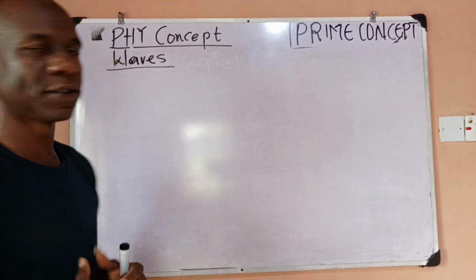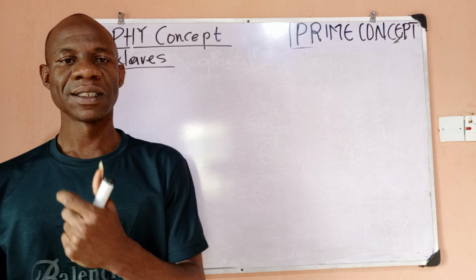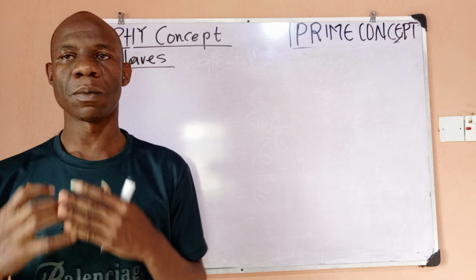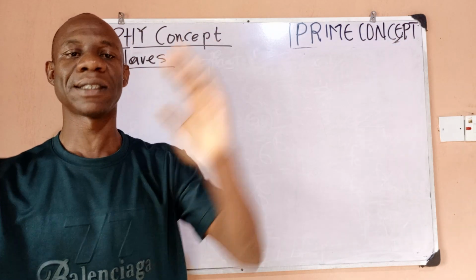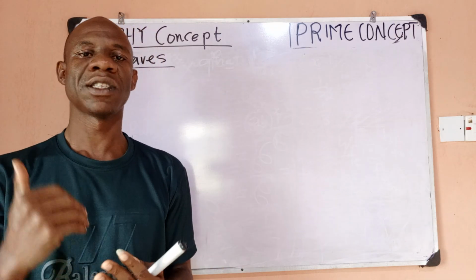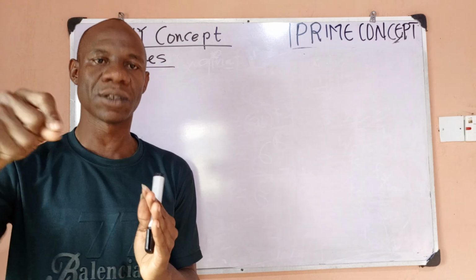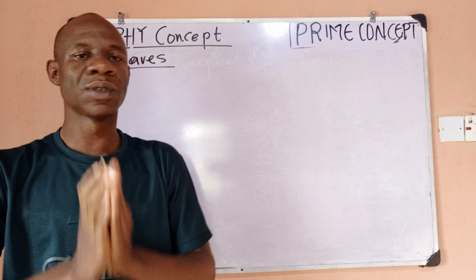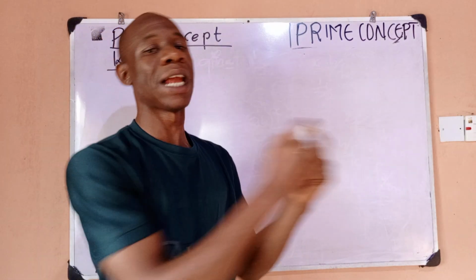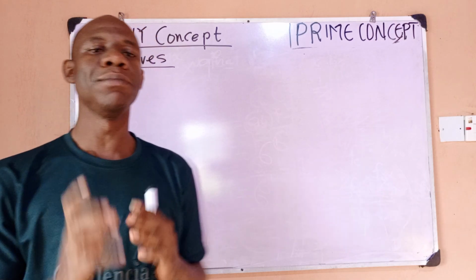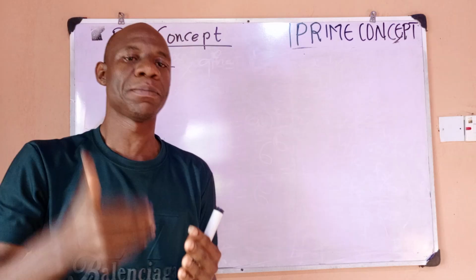Now, I want to introduce waves. What are waves? A wave is actually a disturbance that travels from one point in a medium to another point without a movement of the particles of the medium. So that is to say, when the disturbance travels, the particles of the medium don't travel along with the disturbance. The particles of the medium only vibrate about their main position, about a particular point.